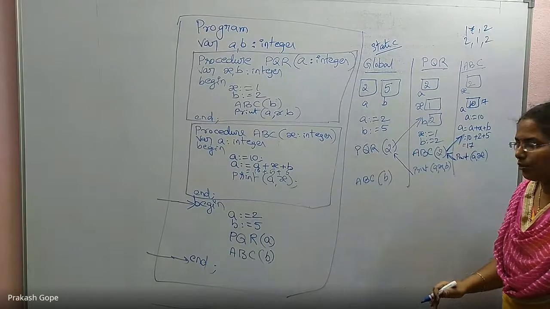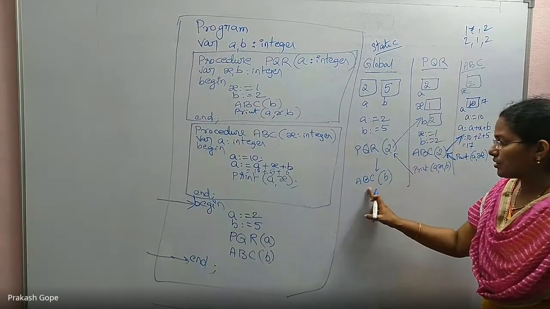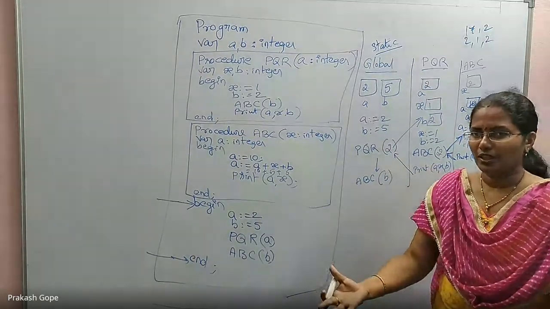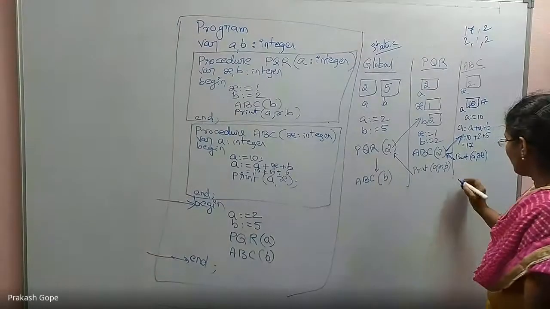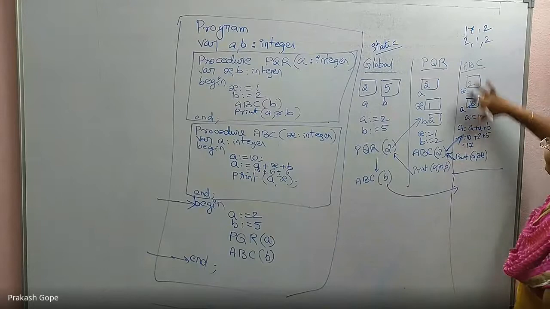They are not available anymore. Okay, go back and continue. Yes, continue. Now there is a call for ABC of B once again. So I will create the ABC environment once again and execute. Okay. So I will come to the ABC environment.